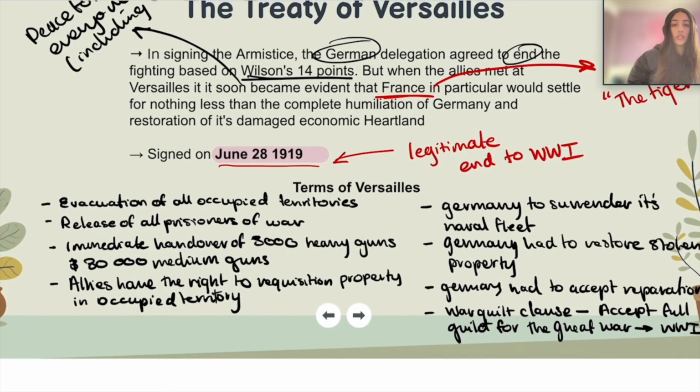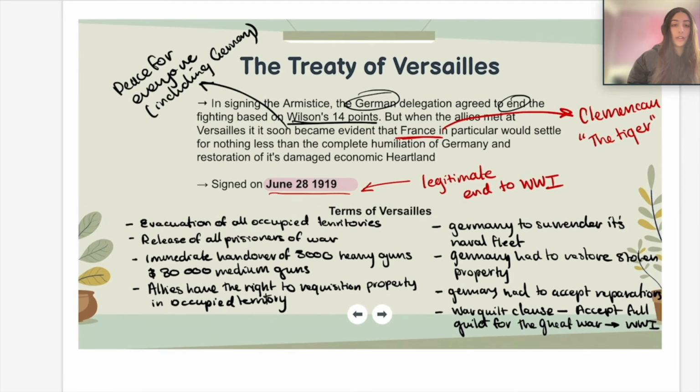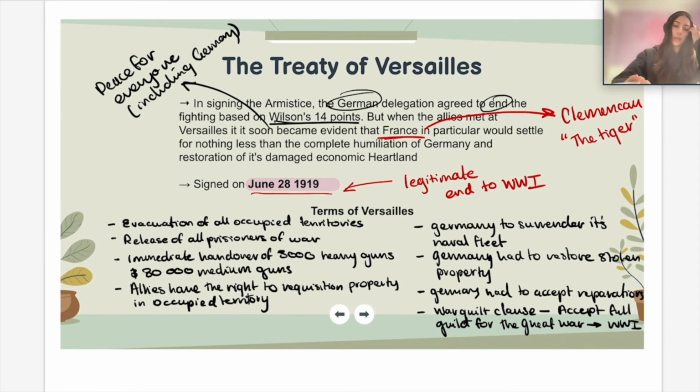Okay, so those were the terms of Versailles, very, very summarized. Of course, Versailles was a very long document with lots and lots of terms, but these are the main terms of the Treaty of Versailles, and main ones which you can refer to in short answer responses of part 1 of the Modern History exam.